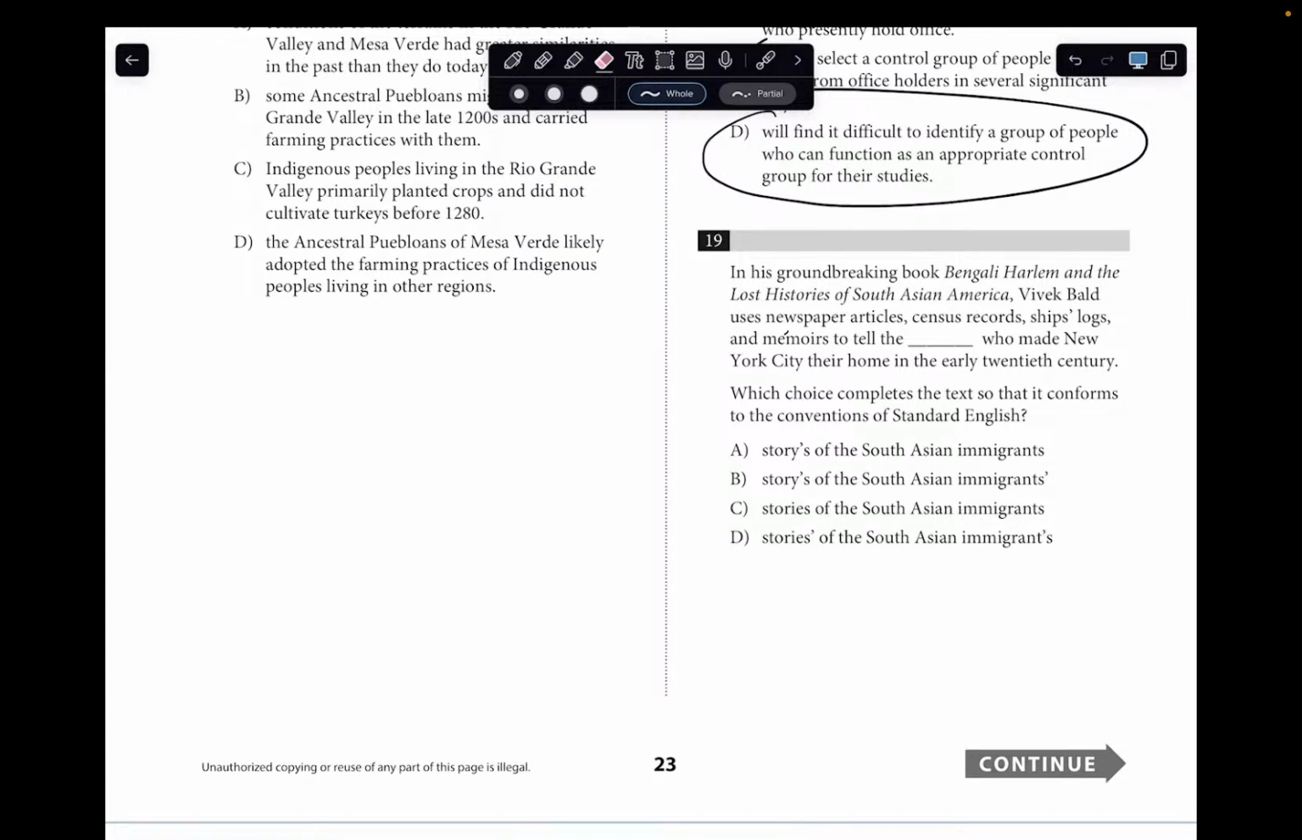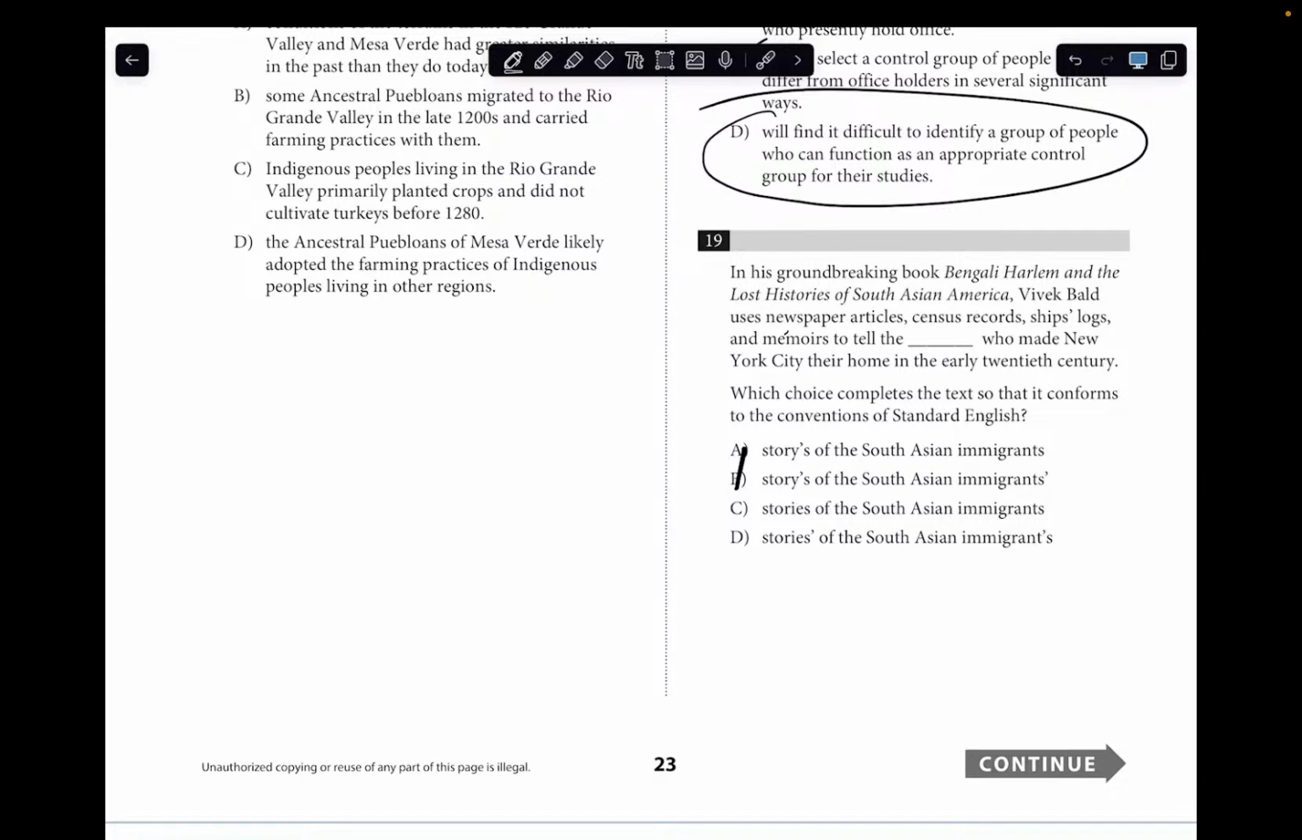19. In his groundbreaking work, Bengali Harlem and the Lost Histories of South Asian America, Vivek Bald uses newspaper articles, census records, ship logs, and memoirs to tell the blank who made New York City their home in the early 20th century. So it's plural. So I definitely think I can eliminate A and B. That would be reference to an individual story, right?